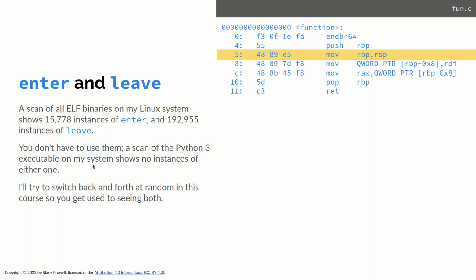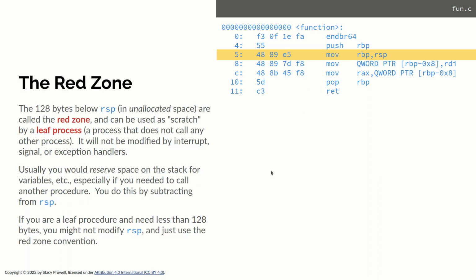I looked at the Python 3 executable on my system. It's a pretty good size executable. No instances of enter or leave. Just not there. Didn't use them. It used the move and pop for leave and the push and move for enter. So I'll switch back and forth at random in this course between doing this kind of stuff and doing leave. So you'll see them both. I won't use enter.